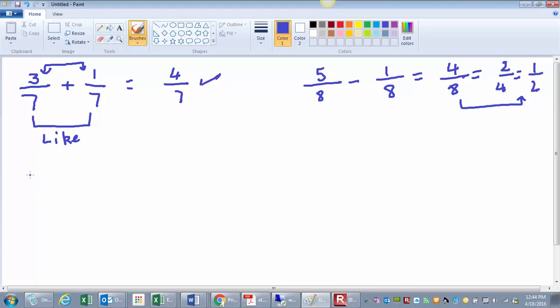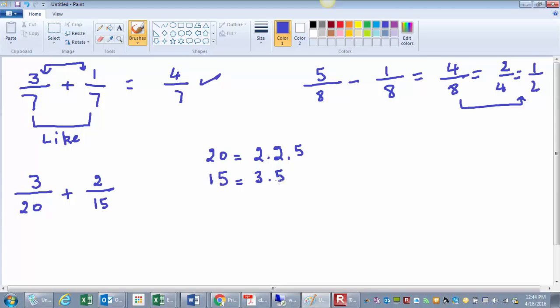Let's take an example. Say you have 3 over 20 plus 2 over 15. Notice that 20 and 15 are different, so those two fractions have different denominators. But 20 is equal to 2 times 2 times 5, and 15 is equal to 3 times 5. Notice that we have a 5 as a common factor, and therefore, rather than multiplying 20 times 15, all we have to do is use only one 5, and therefore it will be 20 times 3, 60.